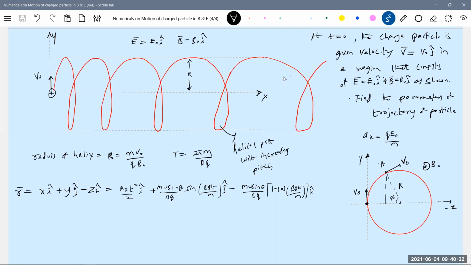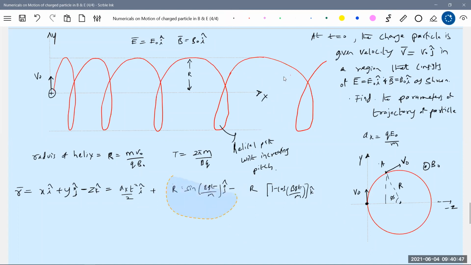Because we will determine the radius. Radius is given by m v naught by qB. That's all. I think I didn't write radius. Here it is there, no? So therefore this should be, let me write it, r. This should be r. Later on, what is r, we will substitute.